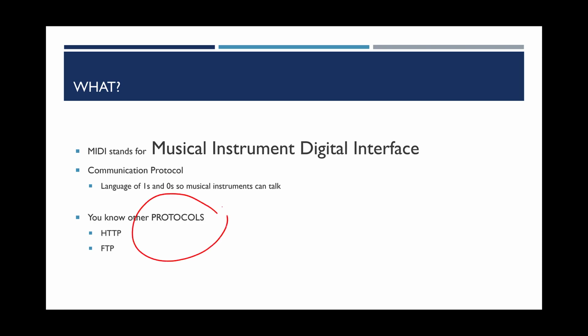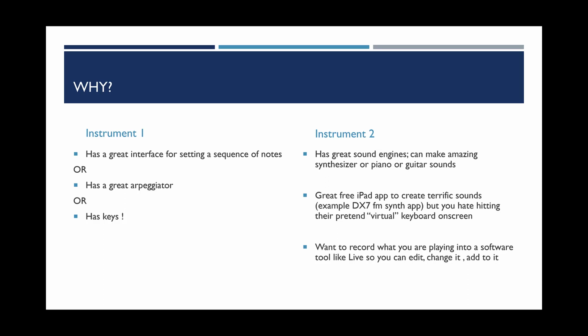Now, you already know about some protocols. How many times have you seen HTTP on the front of something, right? That's another protocol. The P is for protocol. That's the hypertext transfer protocol that's used to send information between web pages. So this isn't unfamiliar to you. It's just a new type of protocol that musical instruments like.